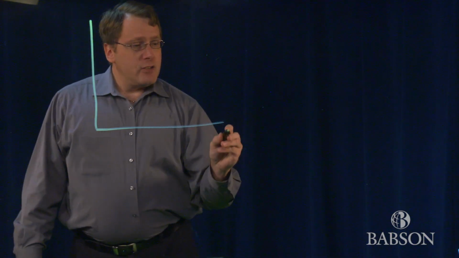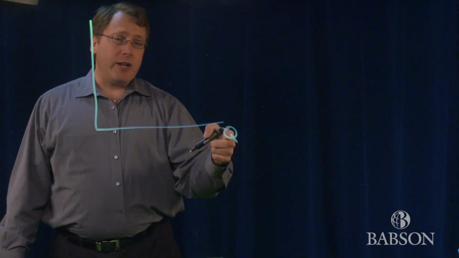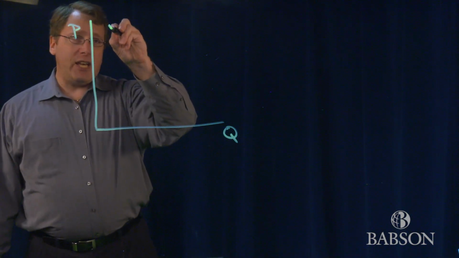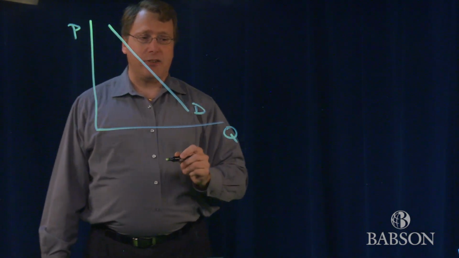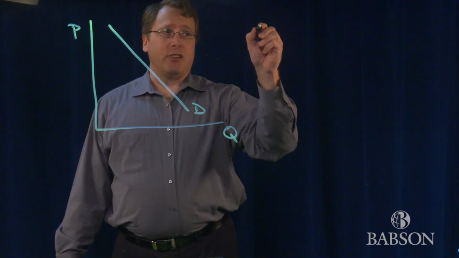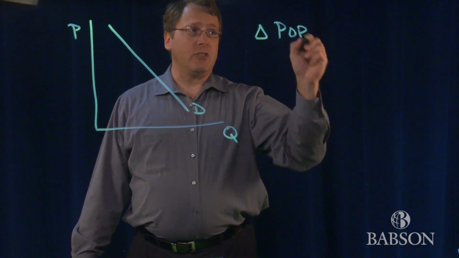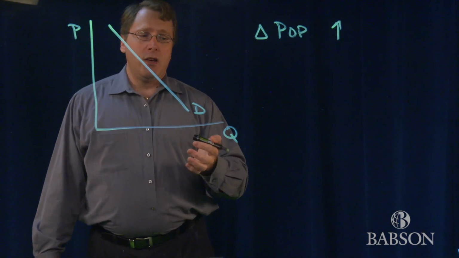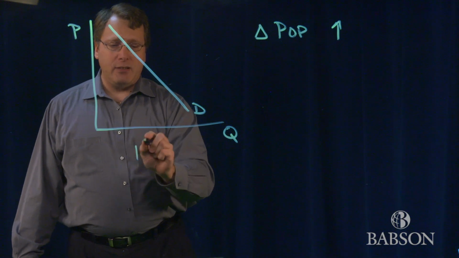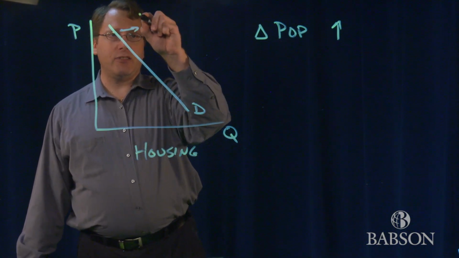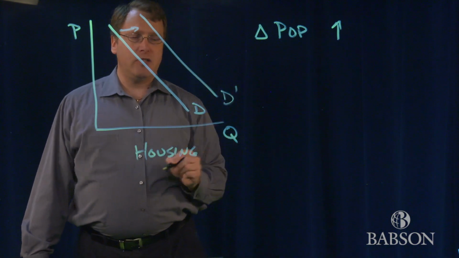We need to consider the housing market. So here we have the quantity of housing and we have the price of housing. And we have a demand curve. And so now imagine that there's a change in population. Maybe the population in an area is increasing. Well, what would we expect to happen in the housing market? Well, that's going to cause the demand curve to shift right.